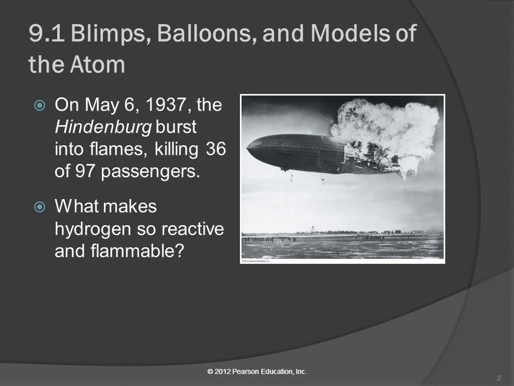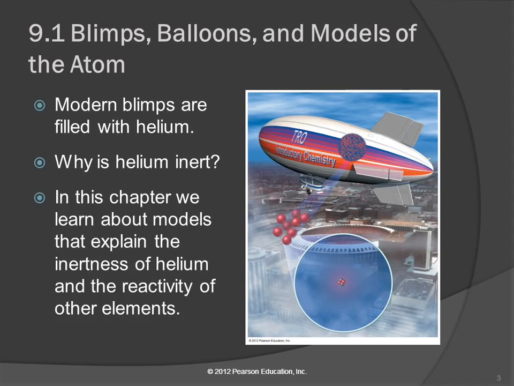This is a picture of the Hindenburg. The Hindenburg was a dirigible, in other words, a large blimp that was filled with hydrogen gas. Hydrogen gas floats better than helium, but it's also very flammable, very reactive. And the Hindenburg came to a very tragic end, killing 36 of the 97 passengers on board. Why is hydrogen so reactive and flammable? That's a rhetorical question.